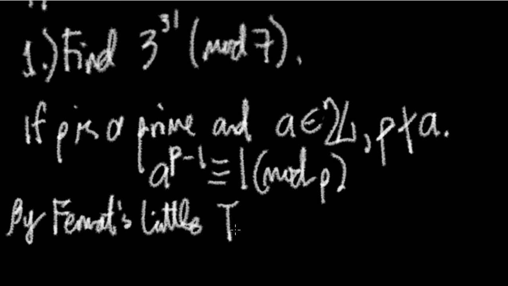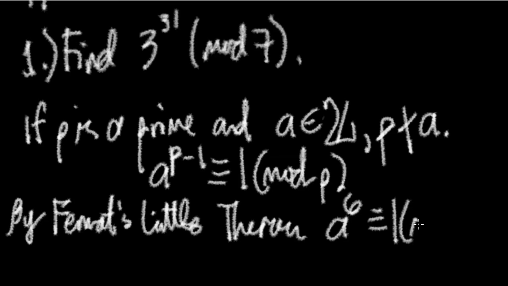Fermat's little theorem. Since we have a^(p-1), which is 3^6, is congruent to 1 mod 7. And if it is congruent to 1, we can disregard it since it's congruent to 1. So it's going to become 1 times 1 times 1.